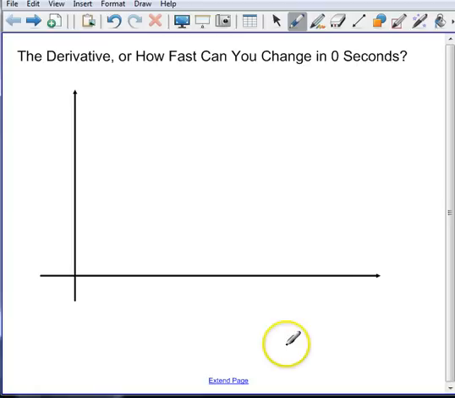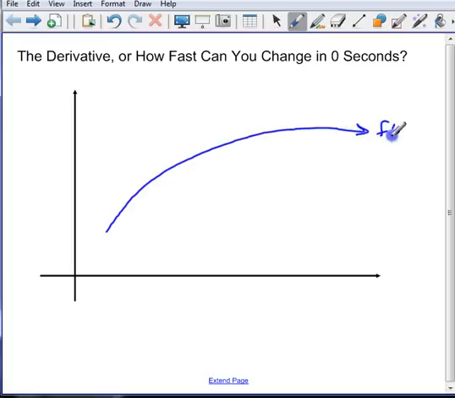And in algebra, you probably heard that the rate of change is the same thing as the slope of a line. And that's what a derivative is. It's just a special case of slope, except instead of talking about a line, we're talking about the slope of a curve.